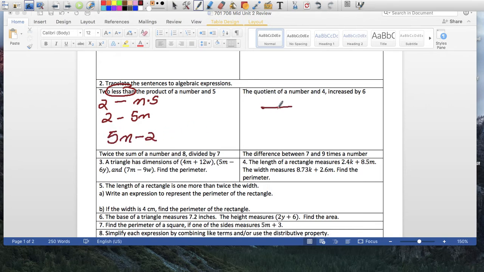Quotient means division, so I'm going to represent division as a fraction, and it's a number and 4, right? So that's that first part. Increase means addition, plus 6.